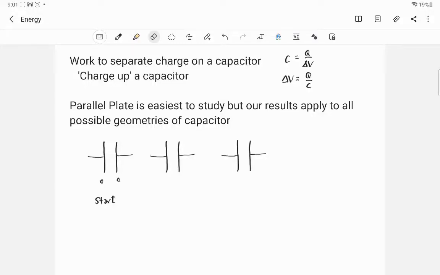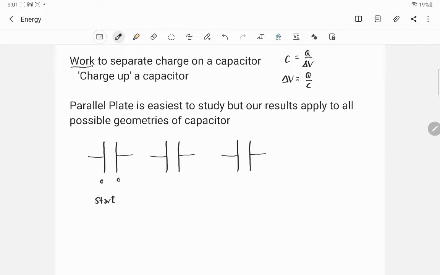This short presentation introduces thinking about energy in the context of capacitors. What I'm going to do for you is show you how to calculate the work required to separate charge on a capacitor. And you might use language like this: what's the work required to, in quotes, "charge up" a capacitor?